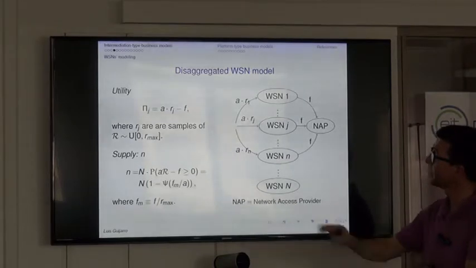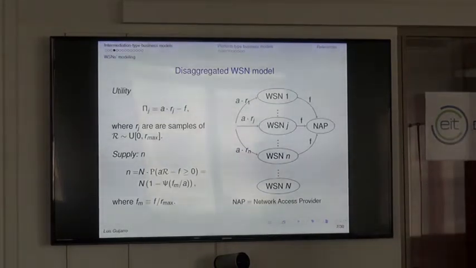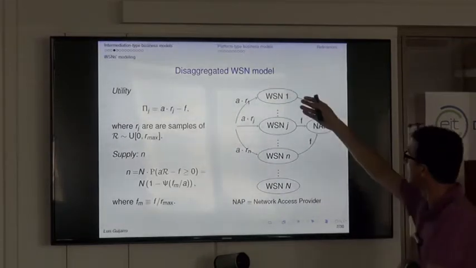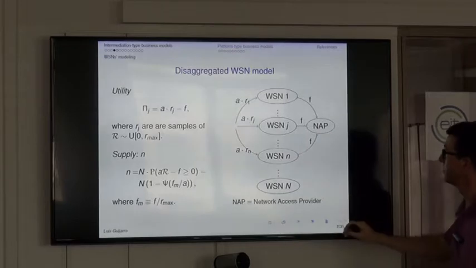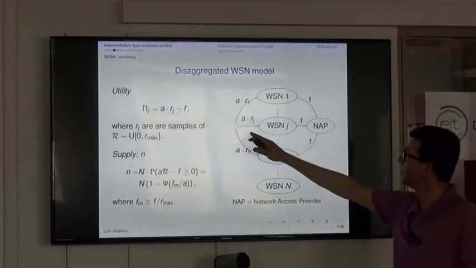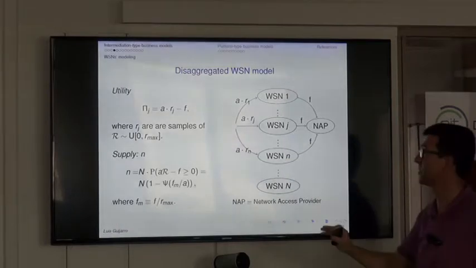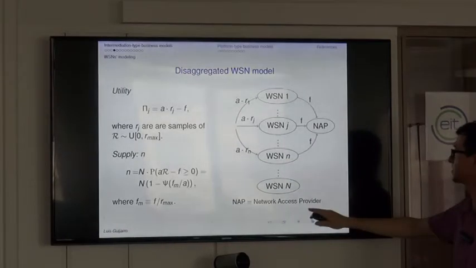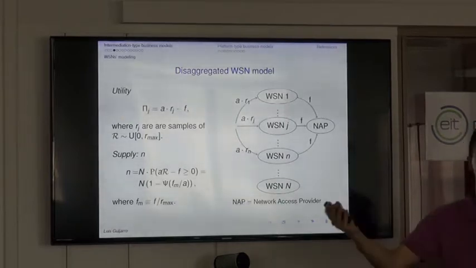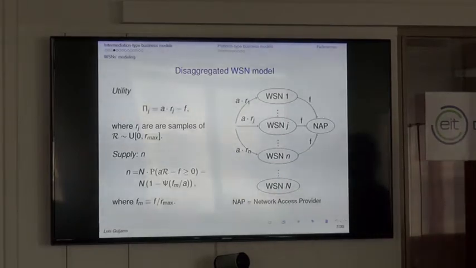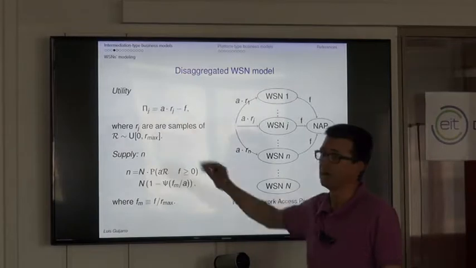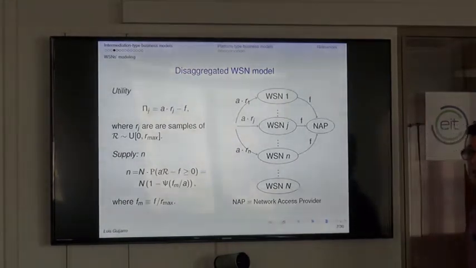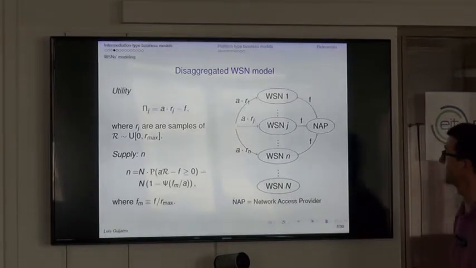If we consider the utility of the networks, we can have this model. We have different networks. Each one of the networks receives a payment from the intermediary, and each network pays a network access provider for accessing the network and delivering the data the service provider is requiring. Okay, so the utility in these cases is equal to the profits made by the agent, in this case each one of the sensor networks.